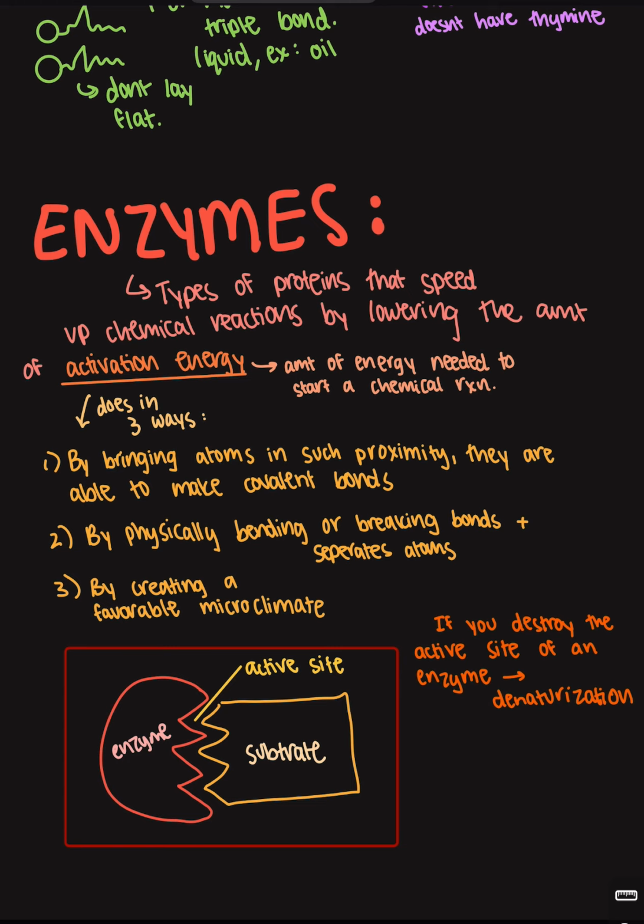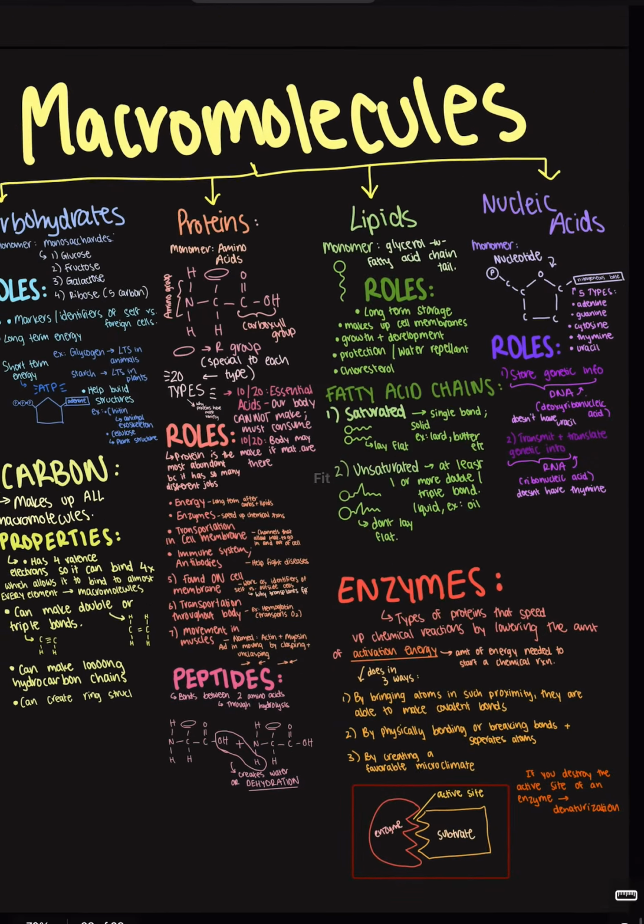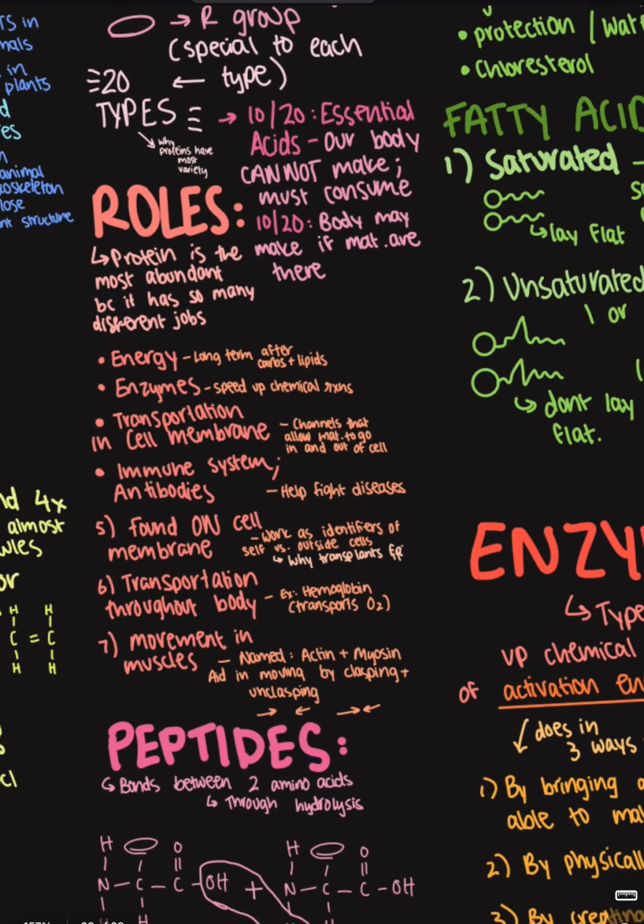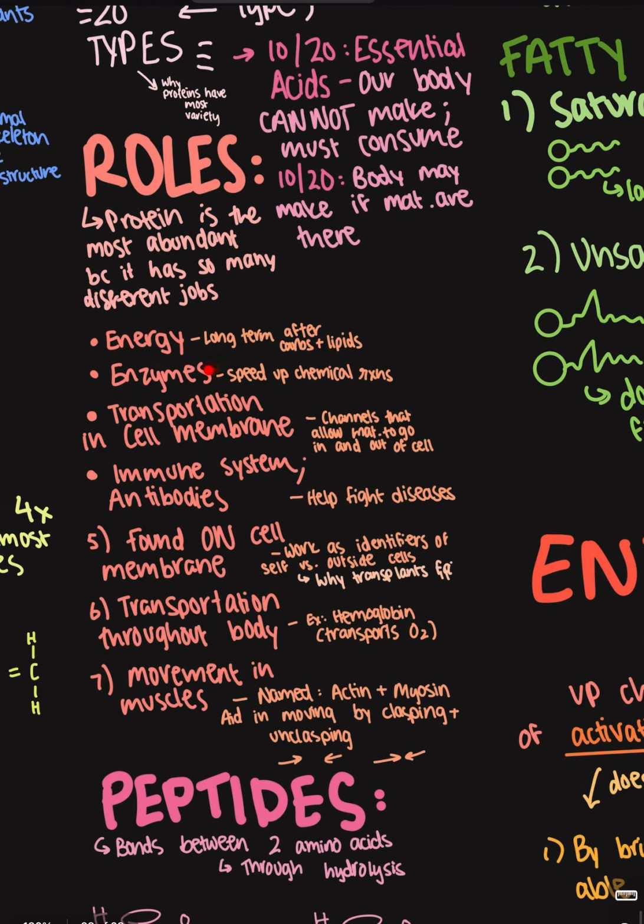When you physically ruin the active site of an enzyme, this is called the denaturization of enzymes, and then the enzyme does not work anymore. Back to proteins. So we had energy and we had enzymes.